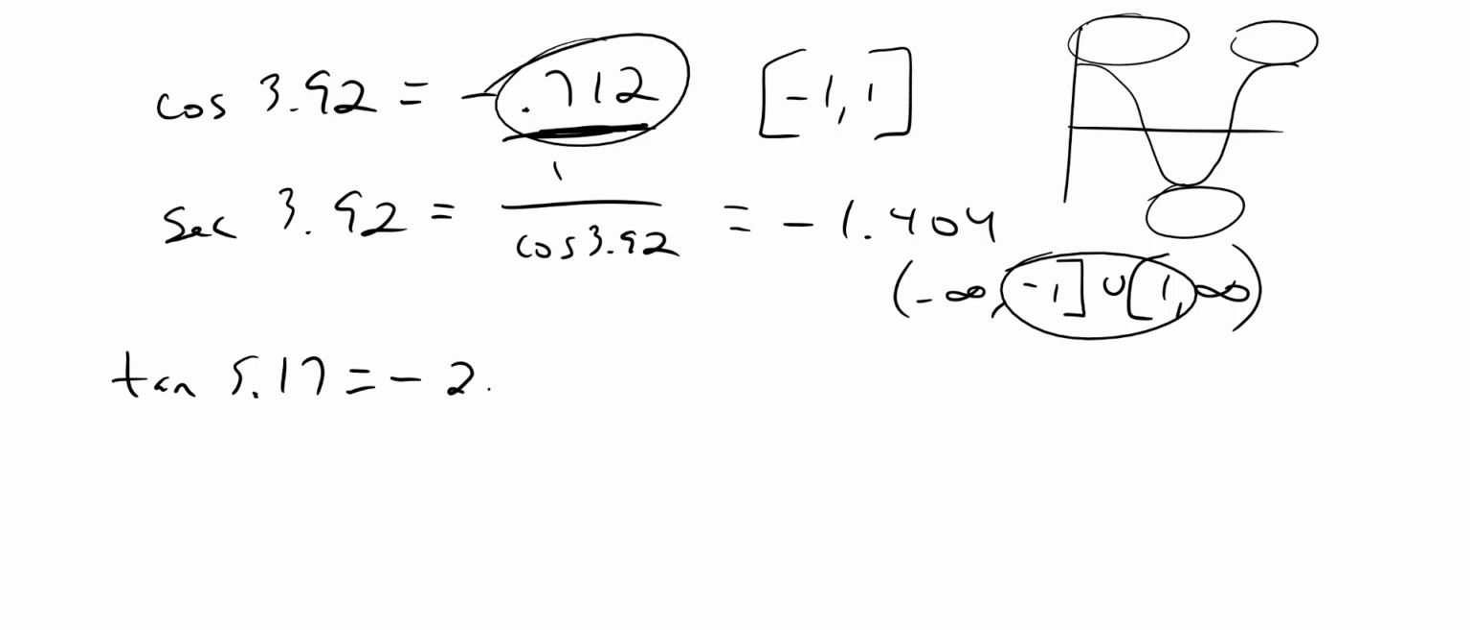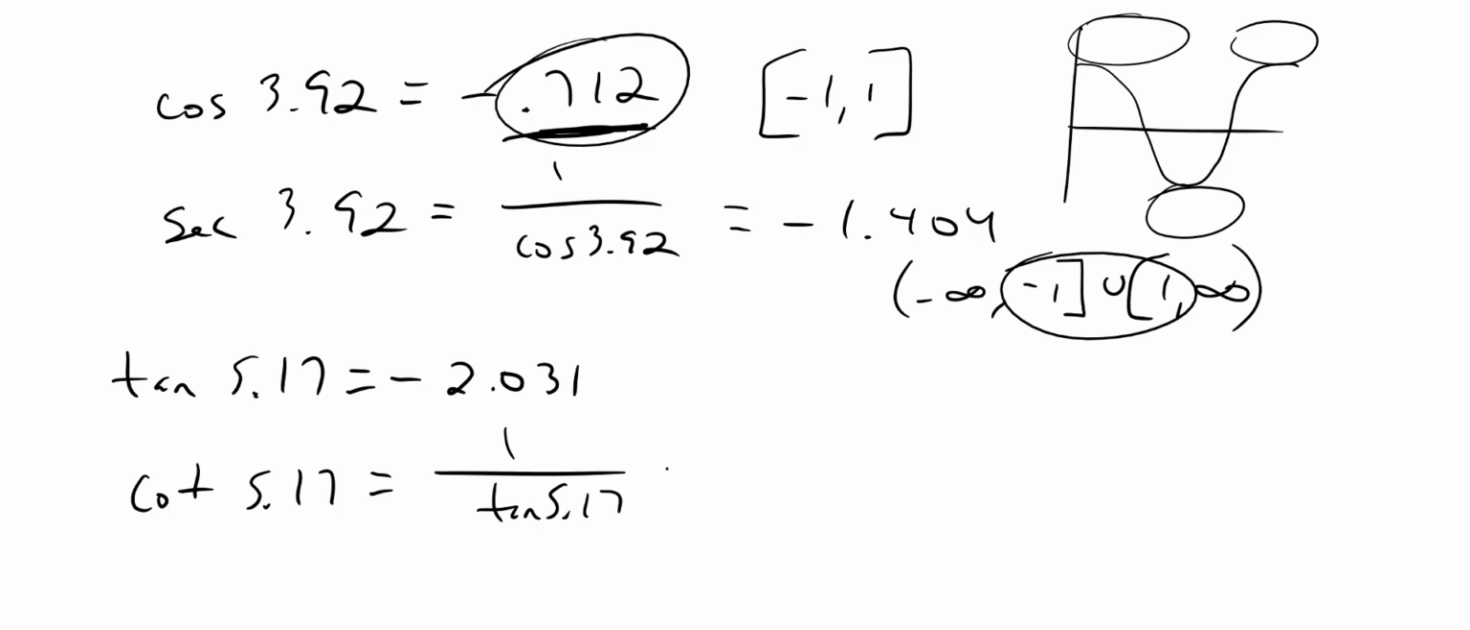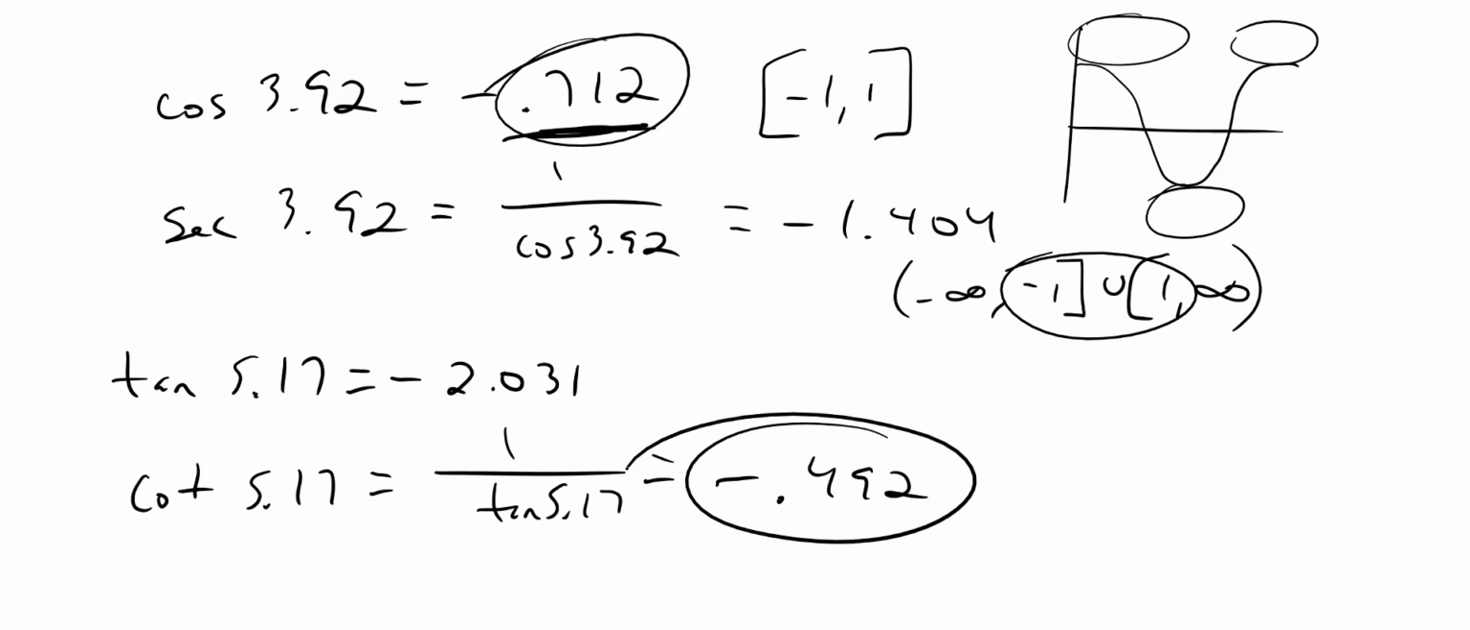All right, and then the last one here, if I said tangent of 5.17, that's going to be negative 2.031. Again, type in your calculator. And if I said the cotangent of 5.17, we're going to do 1 divided by the tangent of 5.17, which is negative 0.492. Pretty easy.